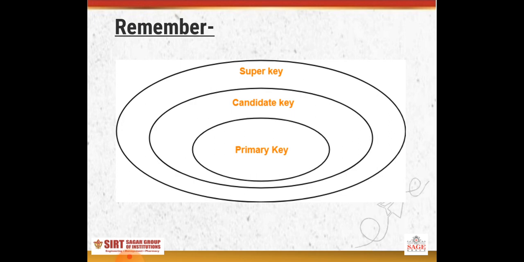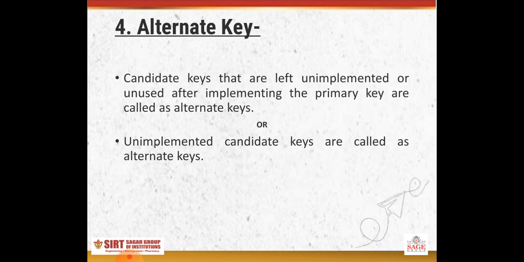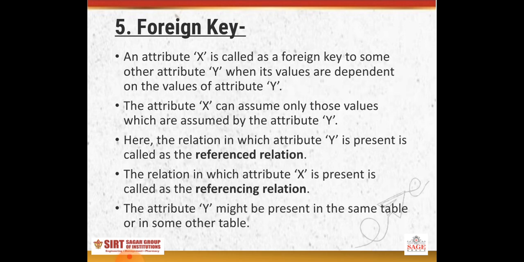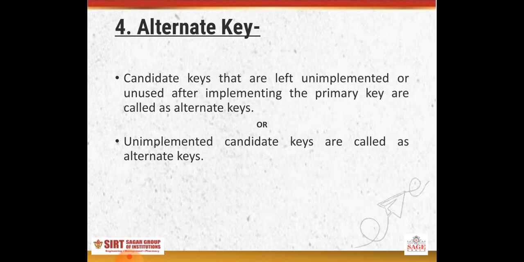Remember, this is the possible diagram of super key, candidate key, and primary key. Superset is super key, then candidate key is a subset of super key, and primary key is a subset of candidate key. Then comes alternate key. Keys that are left unimplemented or unused after implementing the primary key are called alternate keys. Or we can say that unimplemented candidate keys are called alternate keys.